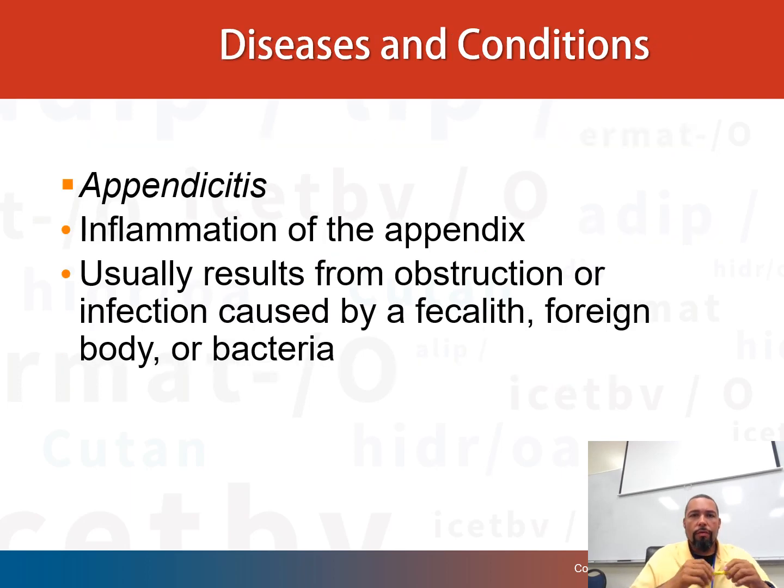All right, let's go over some diseases and some conditions, okay? We got appendicitis, which is an inflammation of the appendix. It usually results from obstruction or infection caused by a fecalith or foreign body or bacteria. Again, like we discussed, there is no known reason why it becomes obstructed. It just kind of happens. Different providers will have different opinions on that, so I'm not gonna go down that rabbit hole.